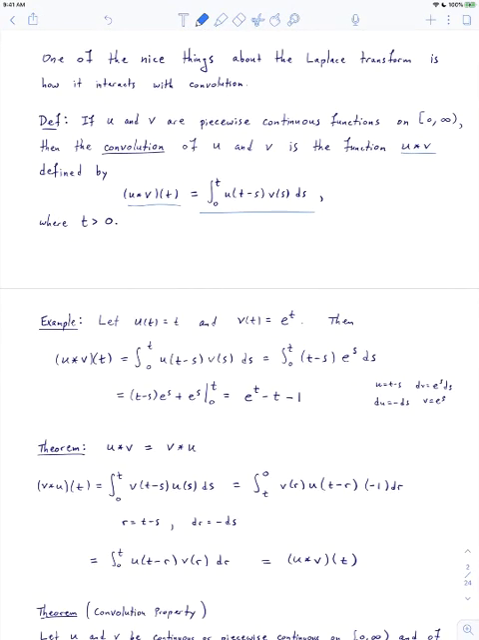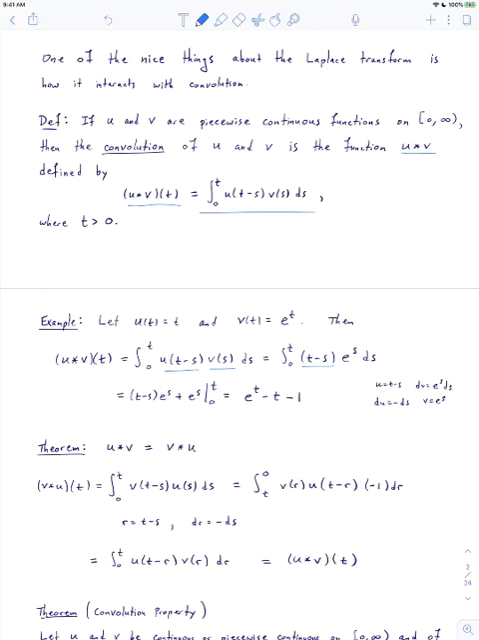So let's let u at t be equal to t, and v at t be equal to e to the t. These are simple functions, so to speak. And let's compute the convolution. So the convolution of u with v, at t, is equal to the integral from 0 to t of u at t minus s times v at s ds. So u at t is equal to t, so whatever the input is, the output is the same. So u at t minus s is simply t minus s. And here v at s is going to be e to the s.